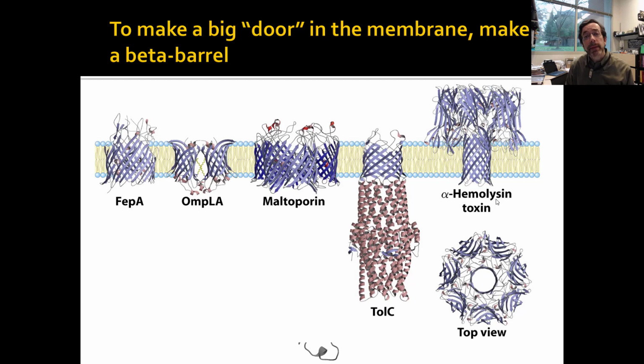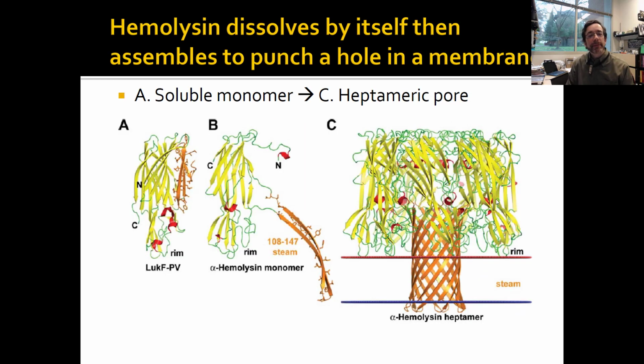Take the name apart. Hemo means blood related. Lysin means to lyse. And so what you have is a protein that is a toxin. If you look down at the bottom of the name, it's a toxin that will lyse red blood cells by punching holes in the membrane. You can see the hole right there. In fact, this is how it works.